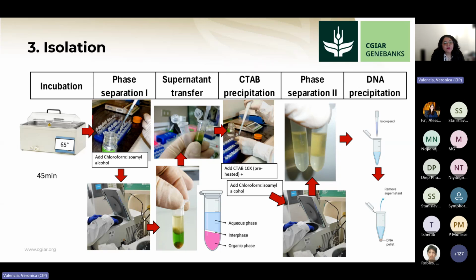So after that, we do another supernatant transfer, because we don't need the chloroform here. So we need another supernatant transfer, and then we add the isopropanol. We leave it 30 minutes at -20, and then we remove the supernatant, right? So we can isolate the DNA pellet.